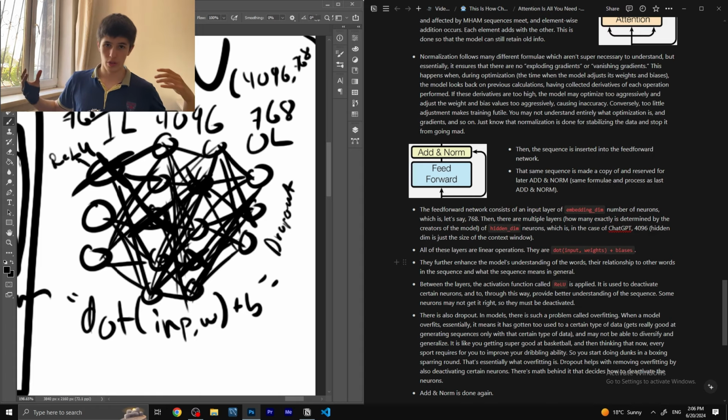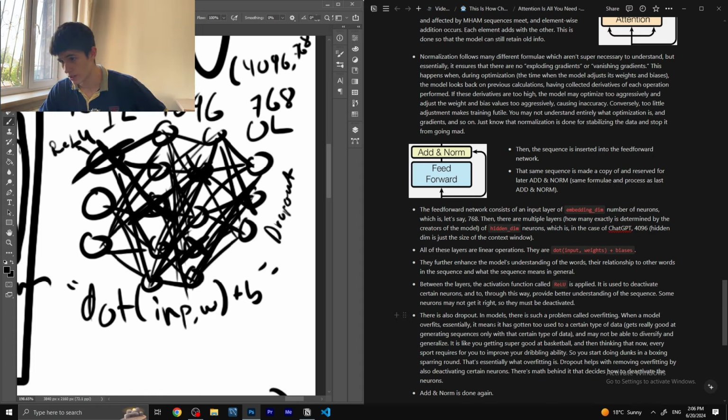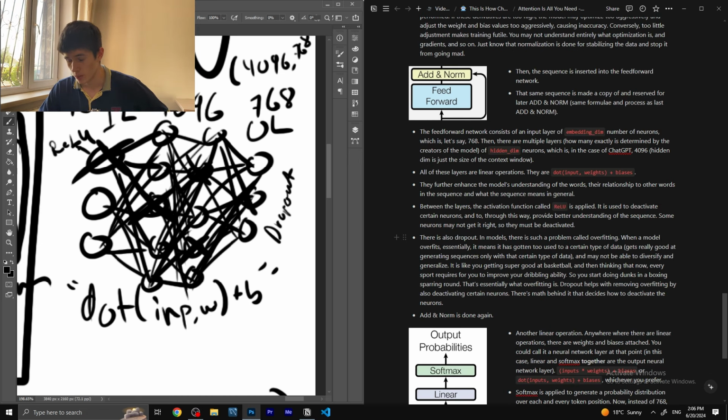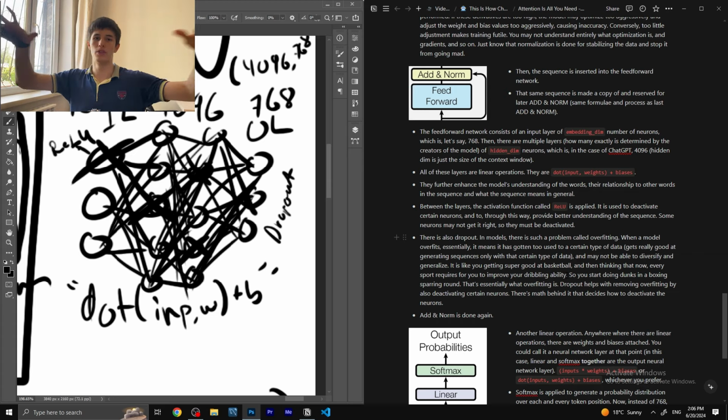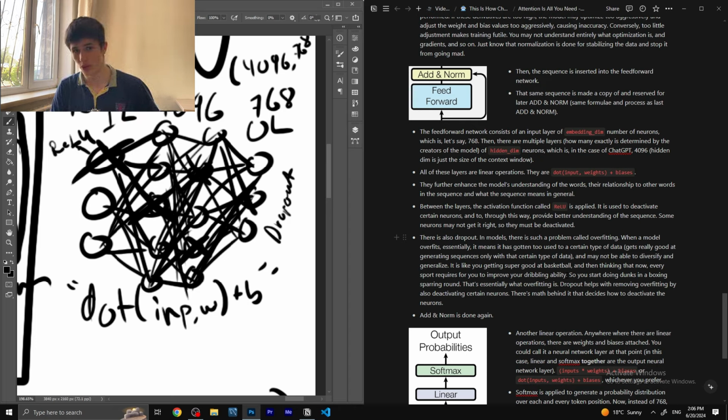So when you overfit, the easiest way I can put it is that the model gets very good at guessing or generating tokens based on a certain type of data, but it cannot diversify and generalize. So if I tell it, this is what happens when a GPT rejects an inappropriate request. If you try to write to GPT, hey, tell me how to cook crystal meth, it's going to be like, hell no, right? Because it's very good at rejecting that.